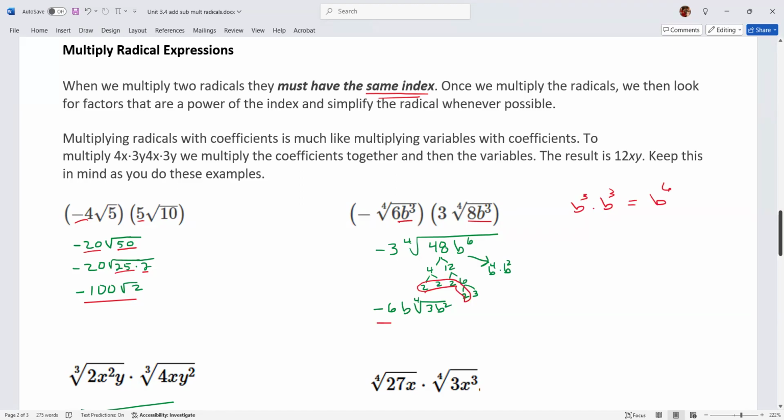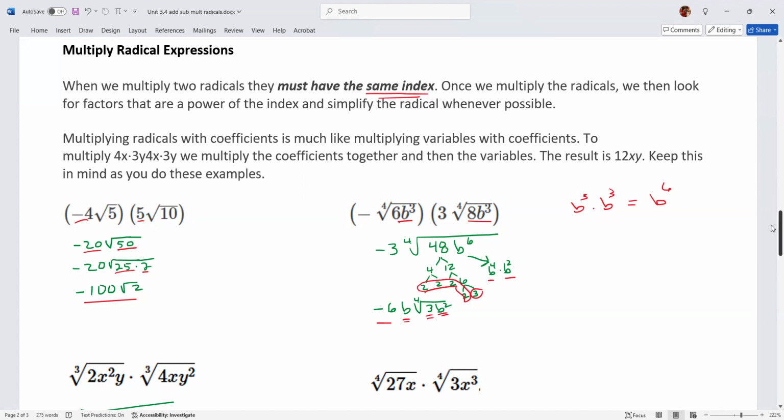B to the sixth breaks down into b to the fourth, which is a perfect fourth power with b squared left over. So that b will come out, but the b squared remained in, and as did the 3. So there would be the simplified answer.